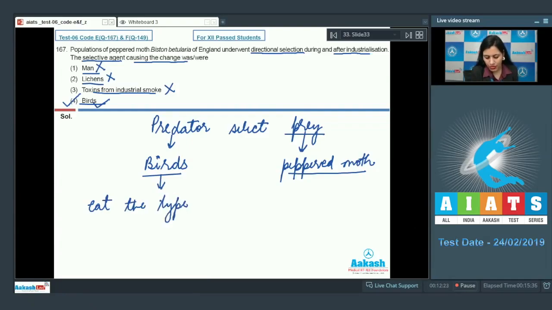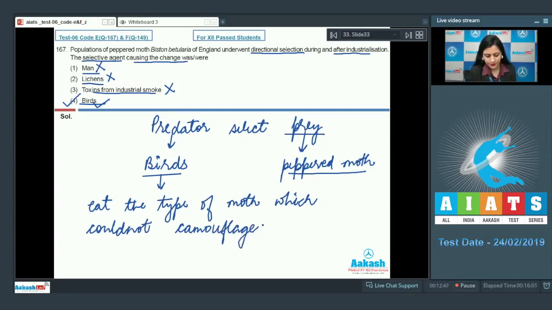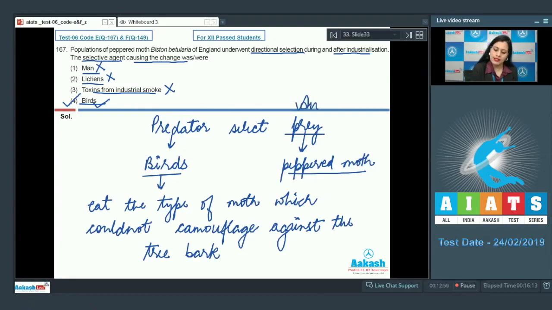the type of moth which could not camouflage against the tree bark. So the correct answer to this question is option number 4. Now let's discuss the next question.